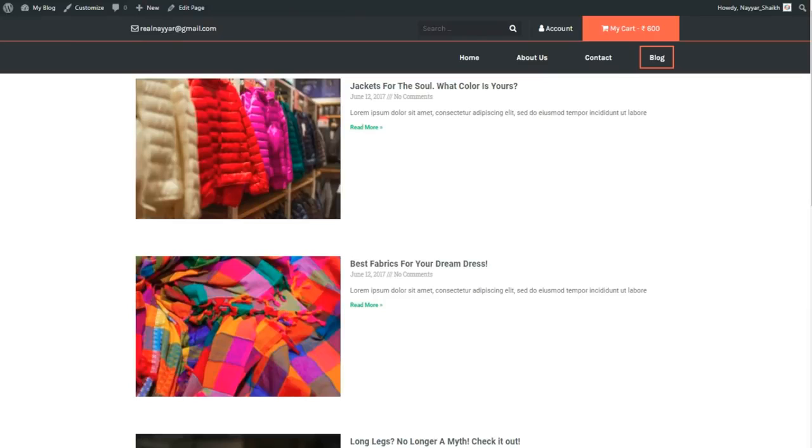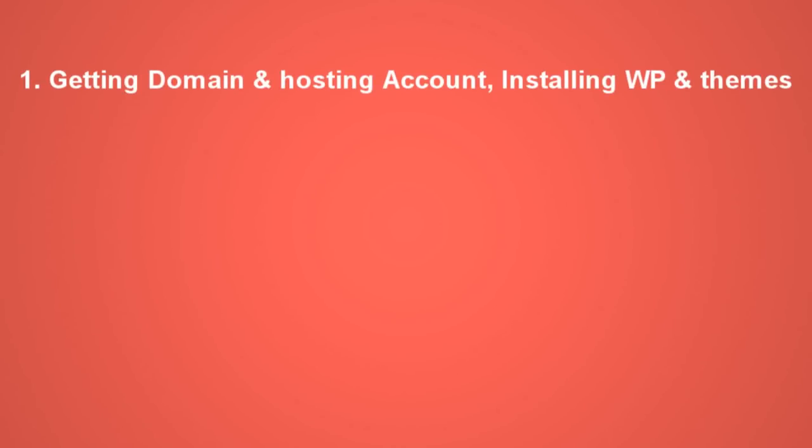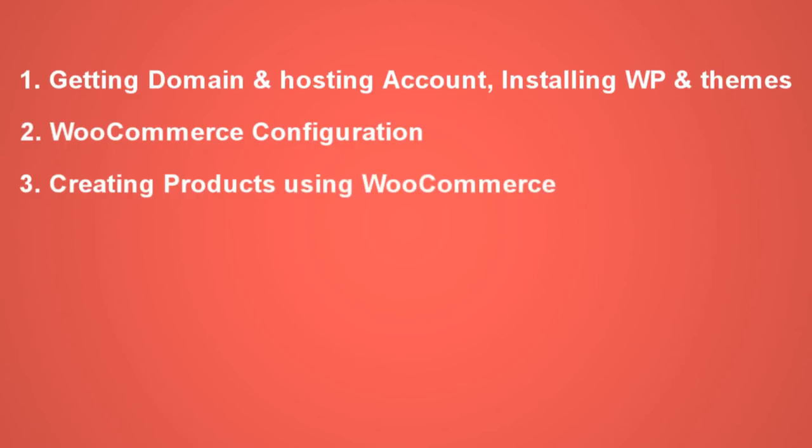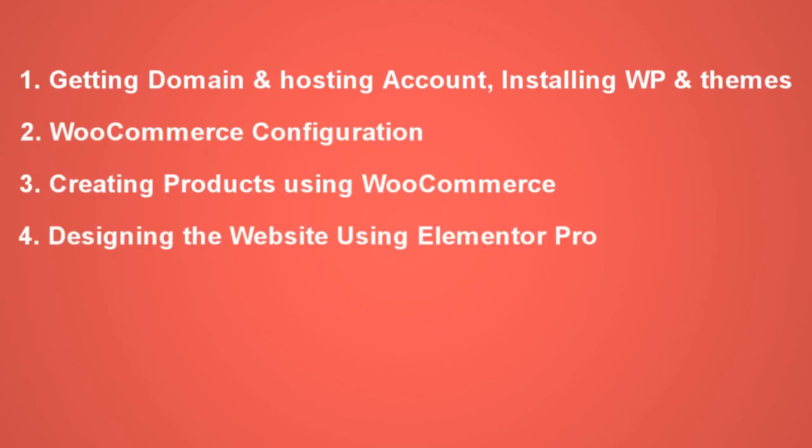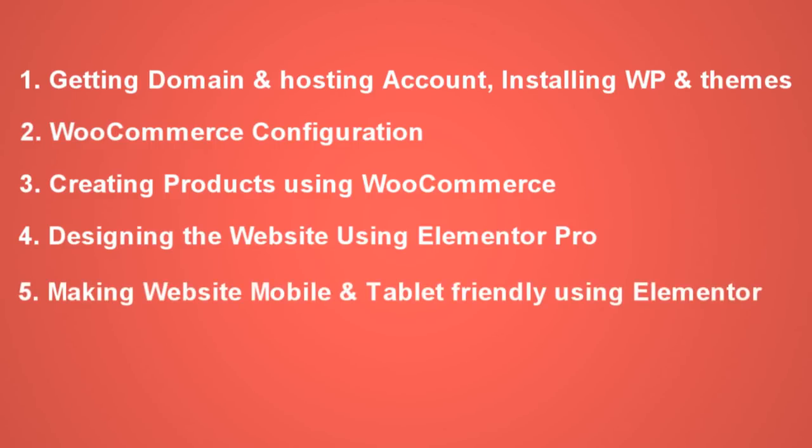Alright guys, so this was a very short demo of the website which we have created. I have divided this video into 5 different sections. In the first section, we'll see some basic things like getting a domain name, a hosting account, how to install WordPress, themes and plugins. In the second section, we'll see all the WooCommerce setting, how to create coupons and so on. In the third section, we'll see how to create products using WooCommerce plugin. In the fourth section, we'll see how to design the website. So every design which you see, the menu, everything over here, we'll see that in the fourth section. And in the last section, we'll see how to make this website a mobile friendly, tablet friendly website.